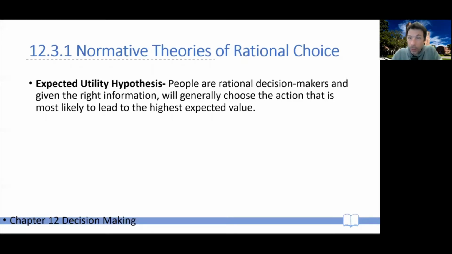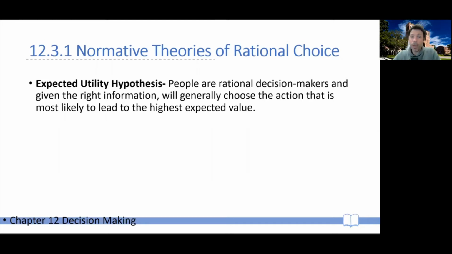Starting in the 1800s, this problem was approached from a normative point of view, sort of a prescriptive way that says, how should people decide? And one such approach is known as the expected utility theory. Under this view, people are rational decision makers. And if you just give them the right information, they will generally choose the option or the action that is associated with the greatest expected utility to the person. So the greatest expected value to the person.